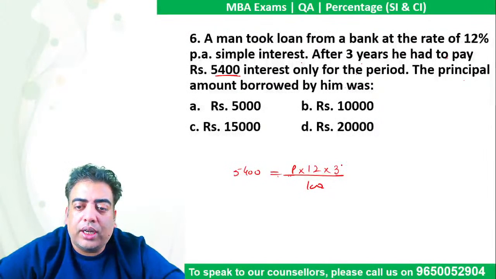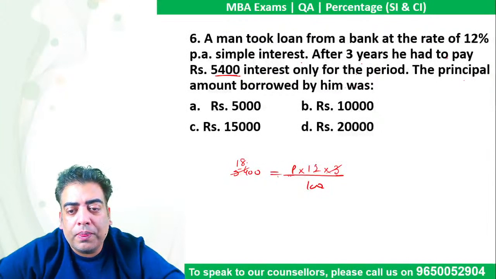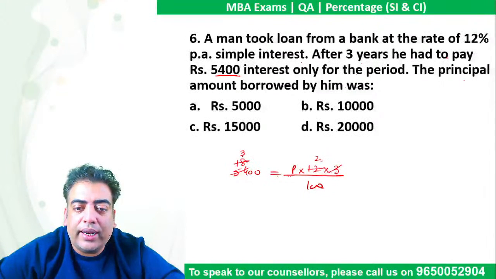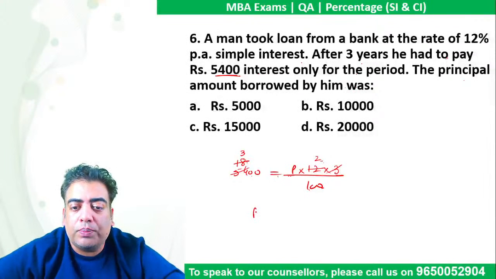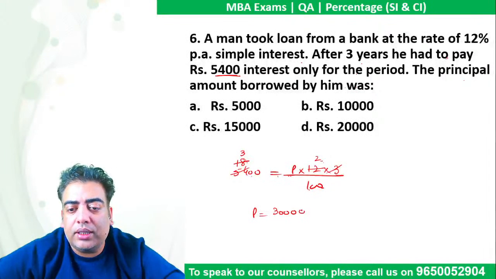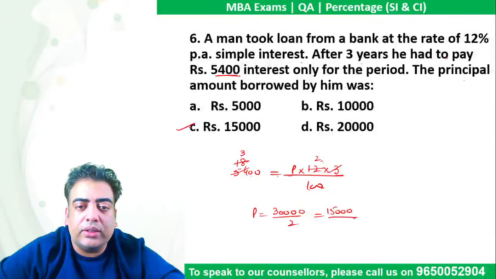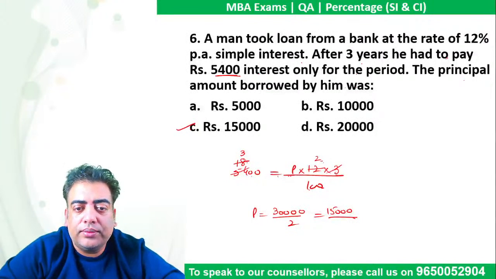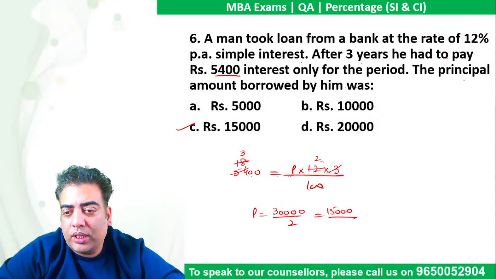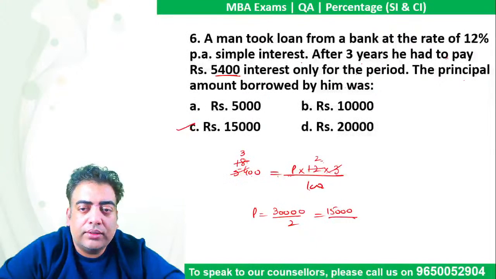Alright. So 3 gets cancelled out here. 3 ones are 3, 3 8s are 24. Then 6 2s are 12, 6 3s are 18, which get cancelled out. So it becomes 300 into 100 upon 2. So the principal comes out to be 30,000 by 2, which is equivalent to 15,000. So the correct answer option will be C. So please check it out. I hope it is clear.